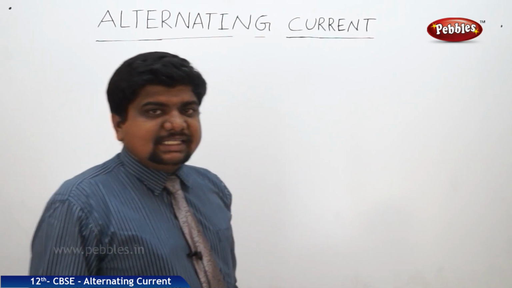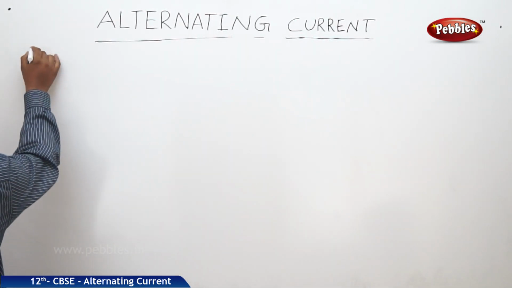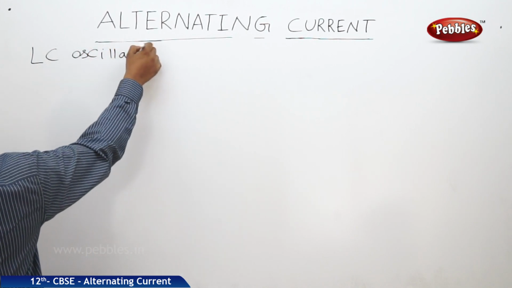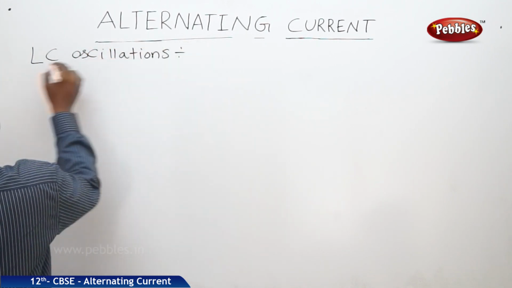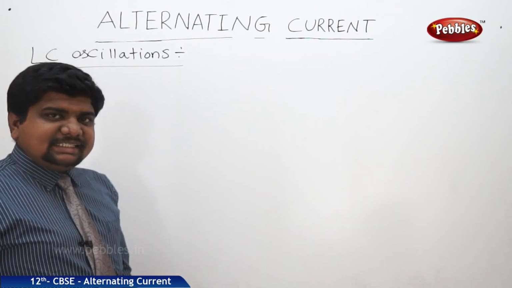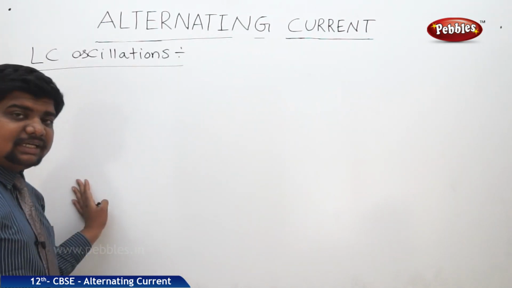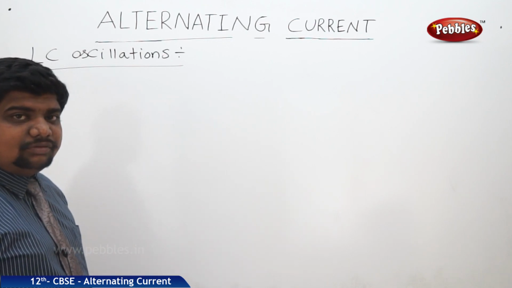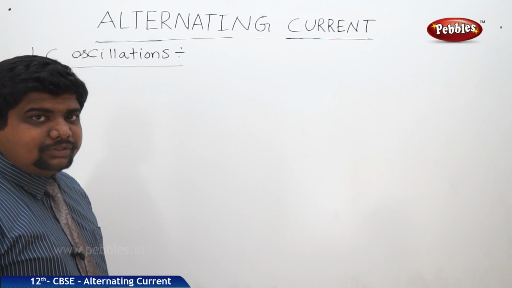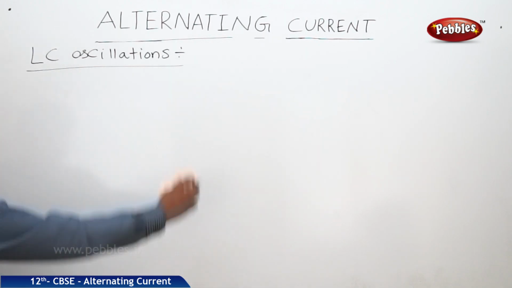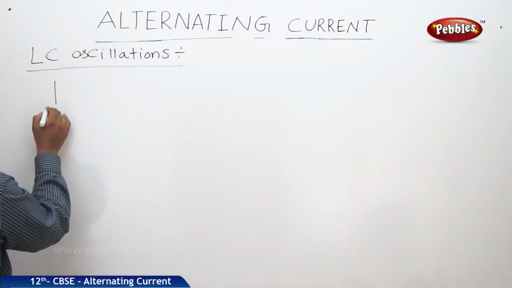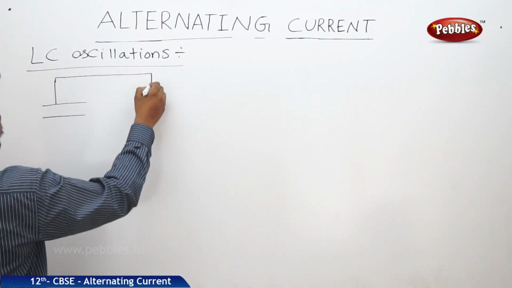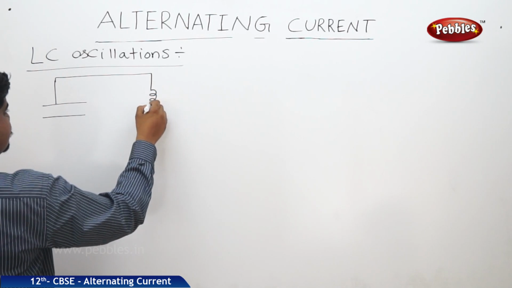Next concept we will see is LC oscillations. So what is LC oscillation? When capacitor and inductor are connected together, then what will be the oscillating frequency and how the circuit will behave, we are going to see now. So therefore, first of all, the construction of the circuit is like this: capacitor, inductor.